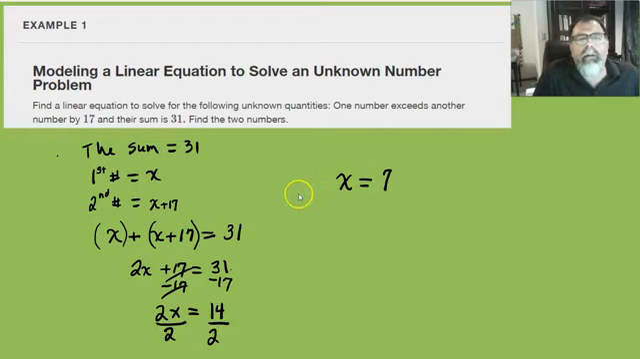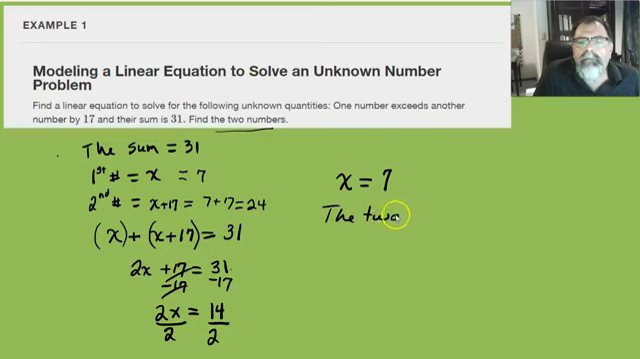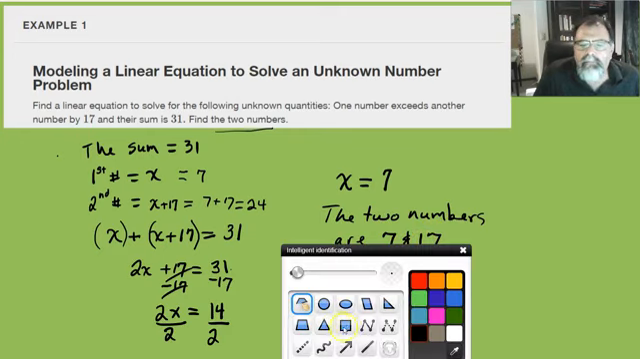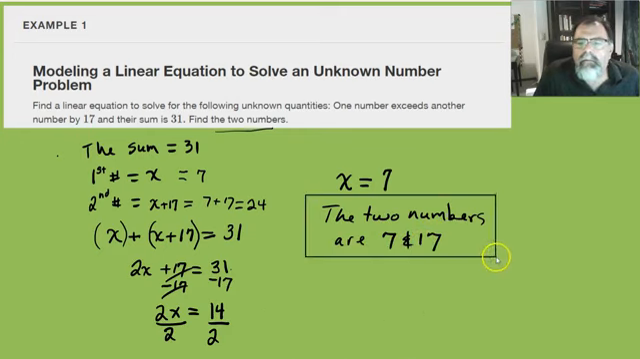Okay, now we want to answer the question. It said find the two numbers. So x is the first number, which is 7. The other one is 7 plus 17, which is 24. And you can see that the sum is 31. So the two numbers are 7 and 17. And there we go.